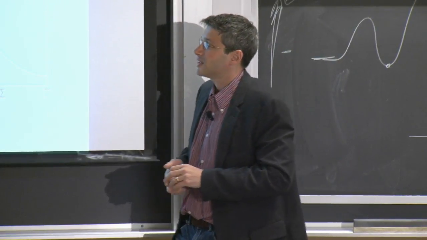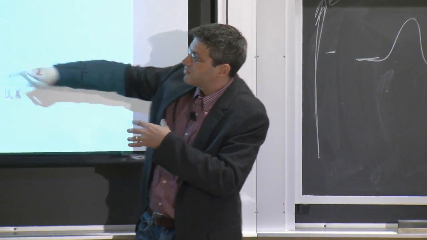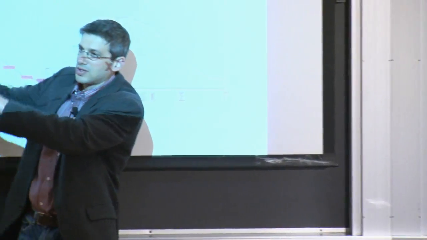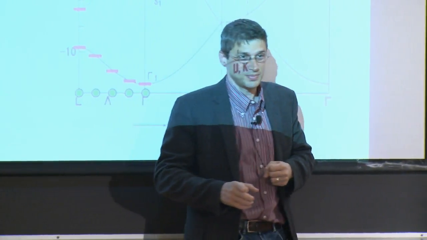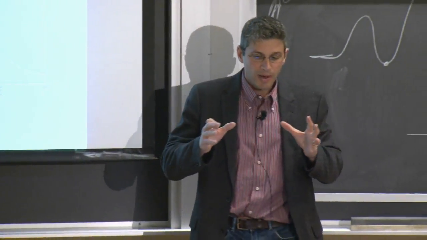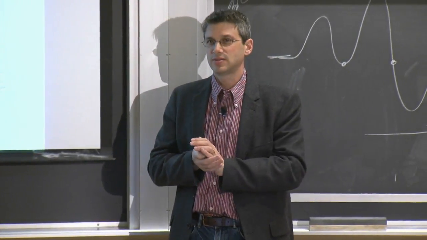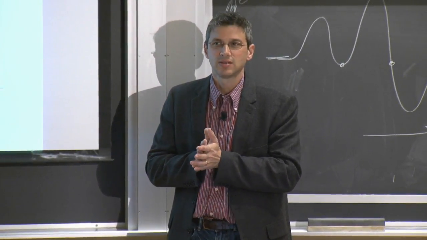Ideally, you'd like to be able to visualize this variation all over K space at every single point. But why don't we do that? Tell me why we don't usually do that.